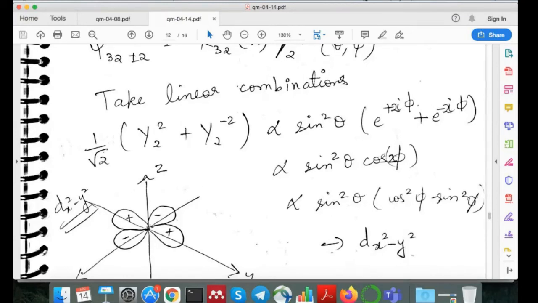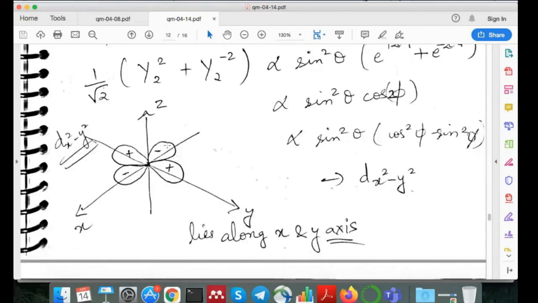Okay, so that's how you get it as x square minus y square. This x square minus y square orbital lies along the x and y axis. My drawings are not very clear, so if you can draw better, please do that. See if you can draw the orbitals better than me. But the main thing is that the x square minus y square orbital lies along the x and y axis.